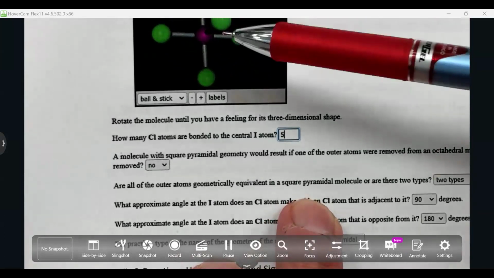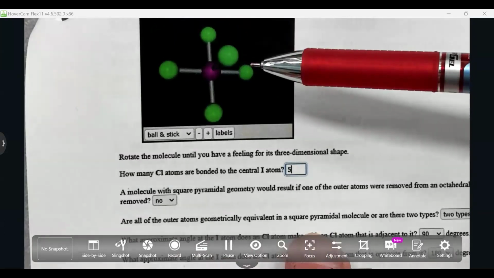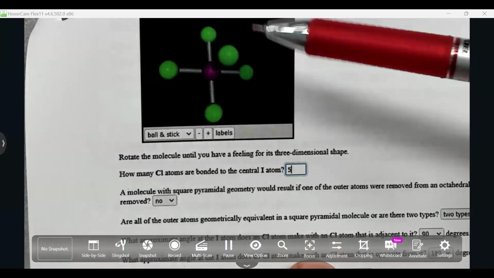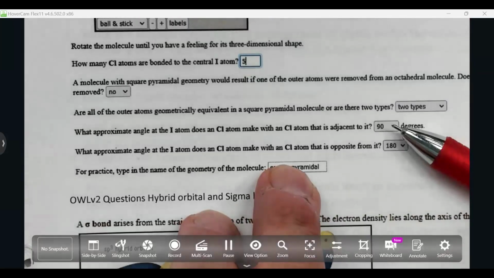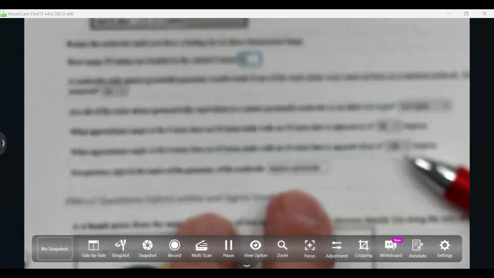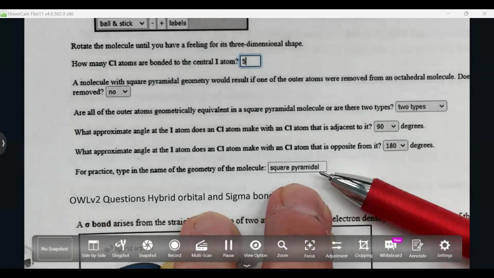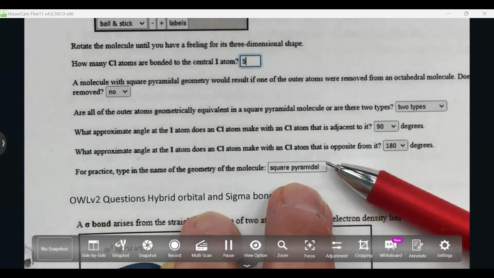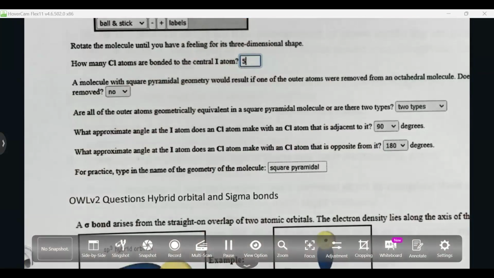In this case, you have 4 of them in one plane and 1 of them in the opposite plane, correct? There's 2 types. What is the approximate angle? 90, and 180 is opposite from it, it'd be 180. For practice, type in the name of the geometry, square pyramidal. When you rotate, you're going to see these pretty well. And then look at your blue sheet as well.